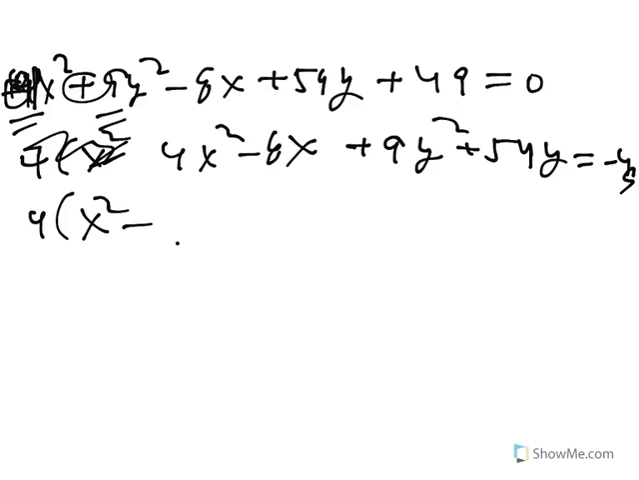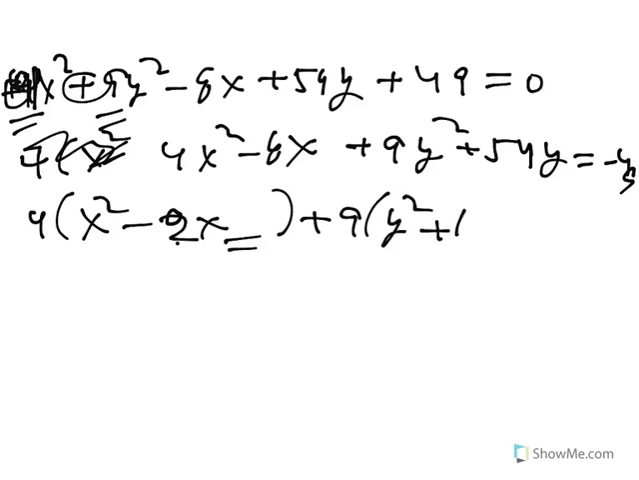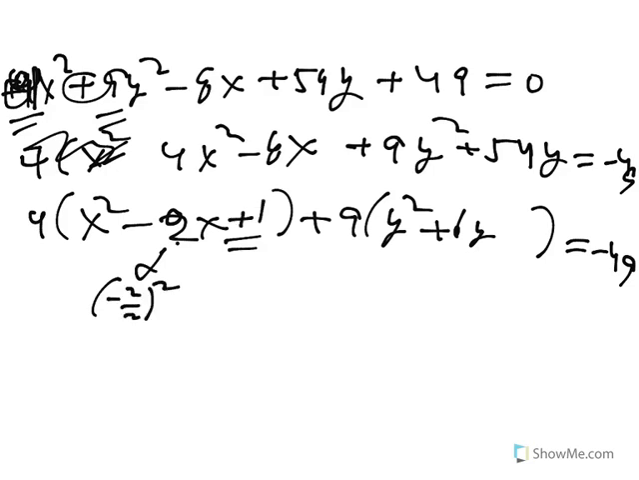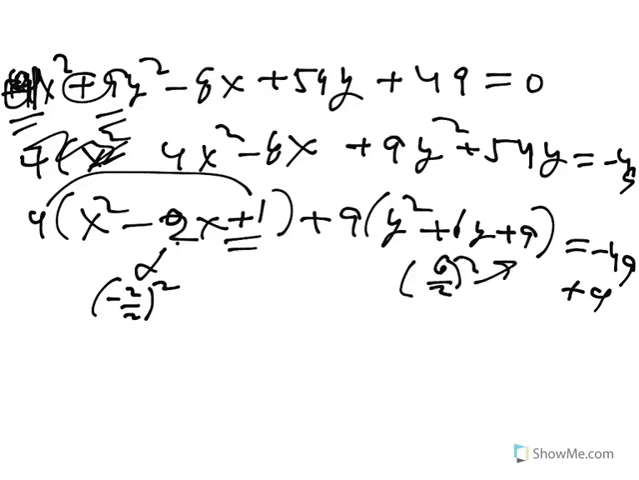Factor out the 4 from the x squared minus 8x, get x squared minus 2x, leave a little room here. Factor out 9 from the y squared plus 54y, get y squared plus 6y, leave a little room here. Complete the square: take half of 2, and square it, you get 1, that's what you put here. But you don't put a 1 on the right side, you put 4, because that 1 was really multiplied by 4. Over here it's plus 9, that's half of 6 squared, but it's really 81 on this side.